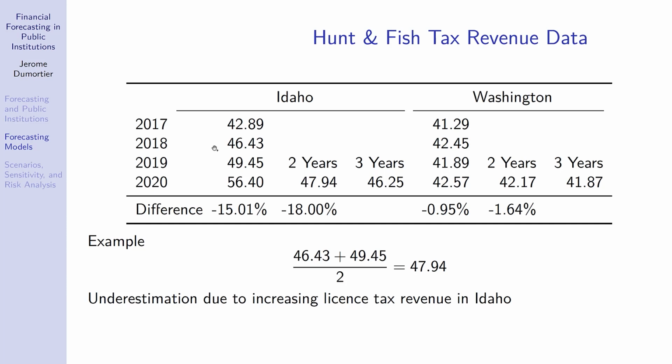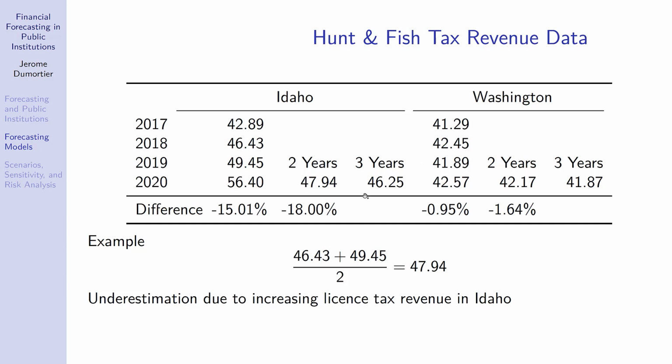Now, if we want to predict 2020, of course, assuming that we are in 2019, for example, then if we are calculating a 2-year moving average for Idaho, that would give us the value of 47.94. How do we calculate that? Well, for the moving average, we are taking 46.43 plus 49.45 and averaging them in order to predict the value of 2020.